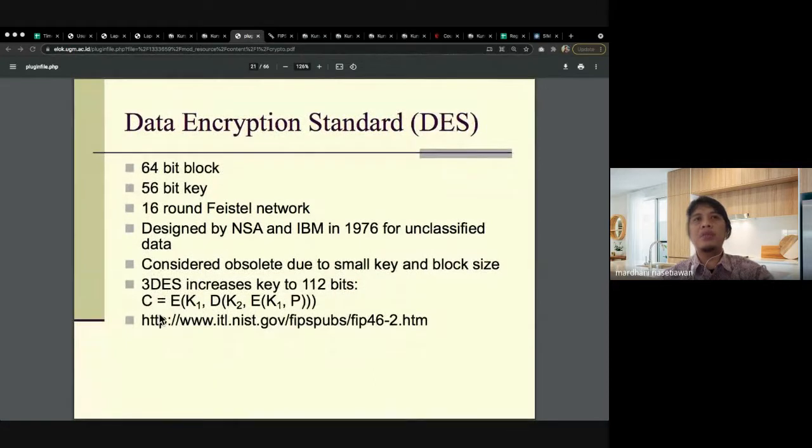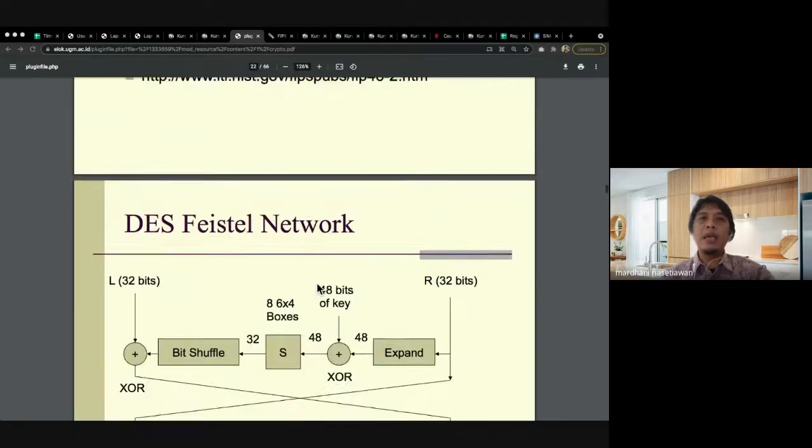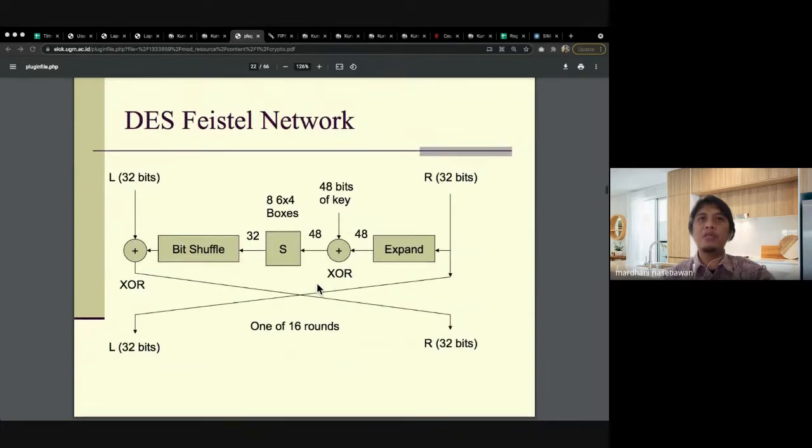And I think the overview of DES, the Data Encryption Standard, consists of 64-bit blocks and then a 56-bit key, using a 16-round Feistel network. This was established in 1976, designed by the NSA and also IBM, but unfortunately it is considered obsolete due to its small key and block size. So it cannot handle the situation, especially now. And then this is the DES Feistel network. This uses an expansion, and then we also have a bit shuffle here.